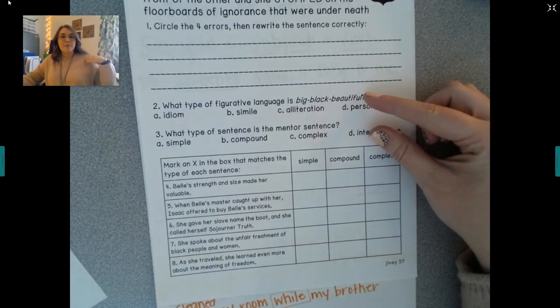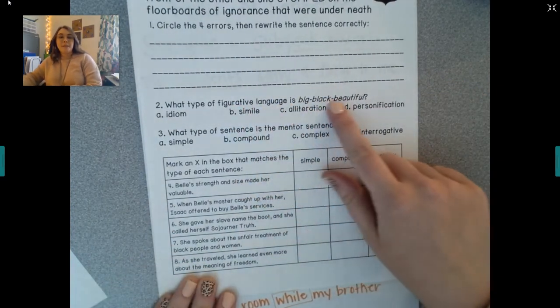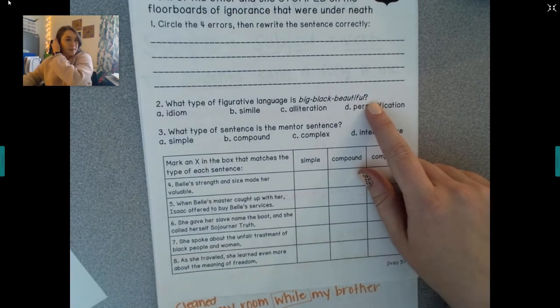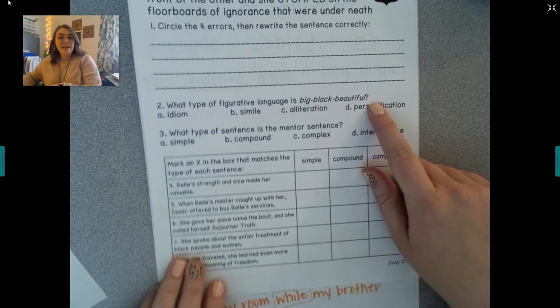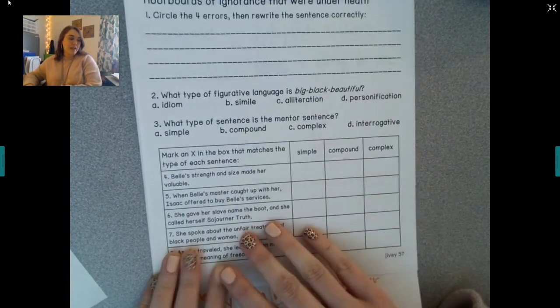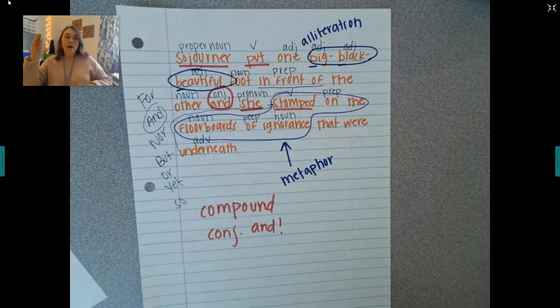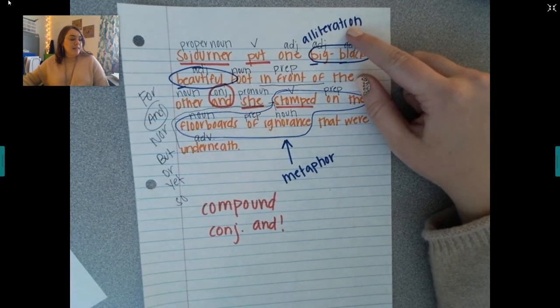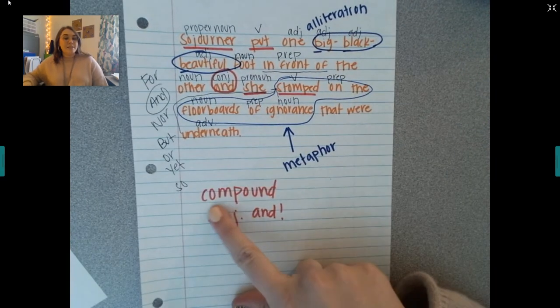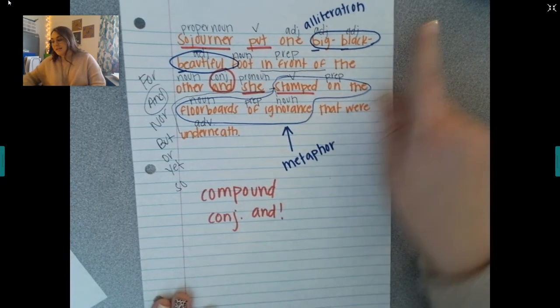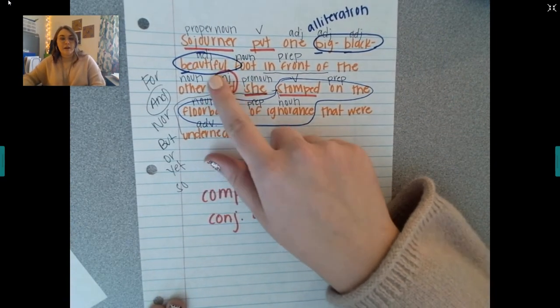Okay, now I also want to talk about this part right here. We talked about big, black, beautiful, right? Big, black, beautiful. What is the type of figurative language that we see in that sentence? I'll show you real quick our sentence from yesterday. Big, black, beautiful. All of those, if it starts with the very beginning sound, big, black, beautiful, that's called an alliteration. And we already talked about how this sentence was a compound sentence because it has a fanboy. It has a conjunction right there.